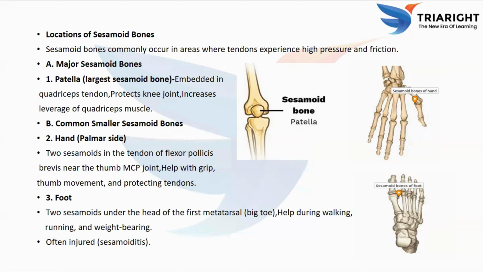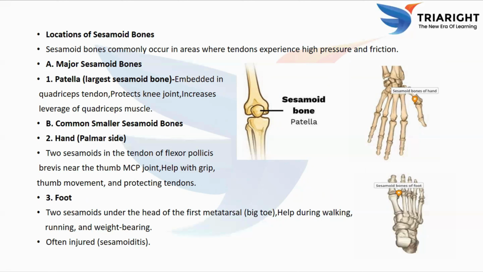So what is the function of the patella? It makes the knee extension stronger and also protects the tendon. Next, coming to the common smaller sesamoid bones, in the hand and foot. Hand means the palmar side. Clearly you can see the picture over here. This is found in the tendon of the flexor pollicis brevis near the thumb MCP joint. There are usually two small sesamoid bones. They help us with grip, thumb movement, and protecting the tendons. These small bones make the thumb movement smoother and stronger.